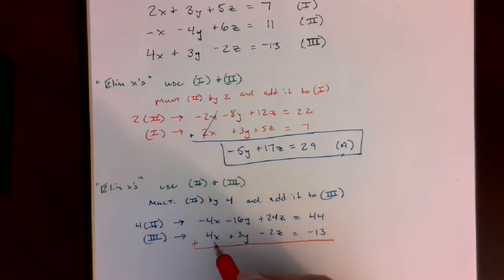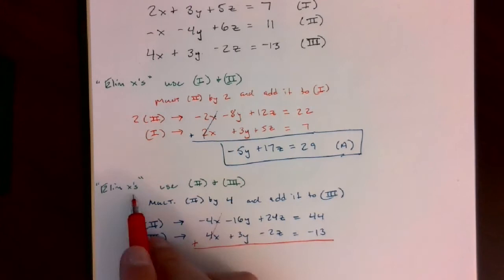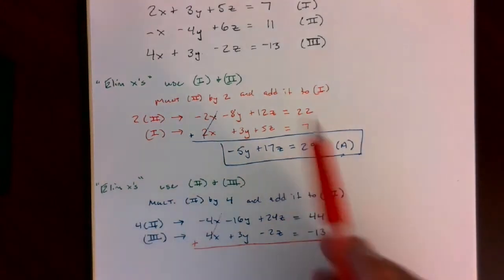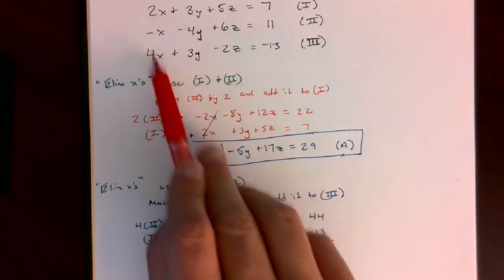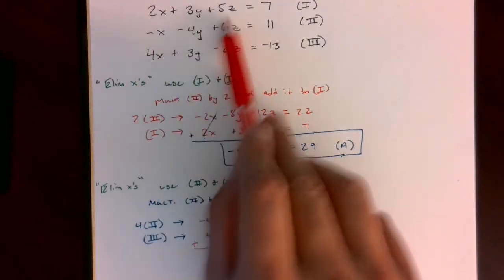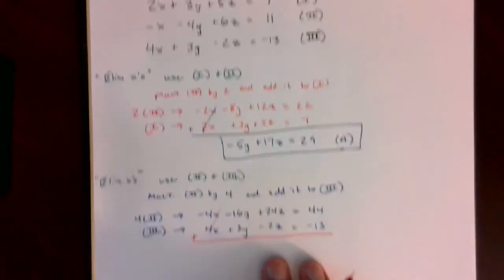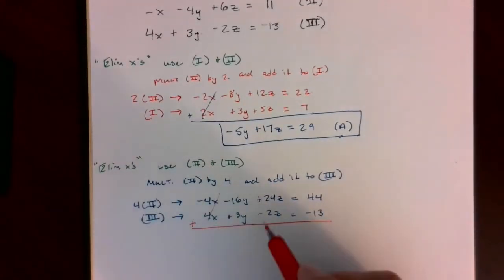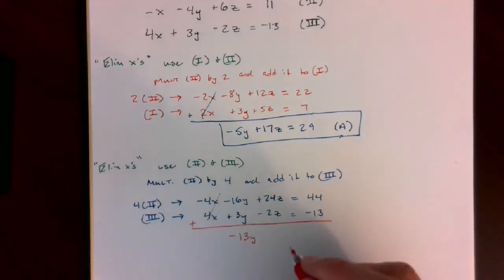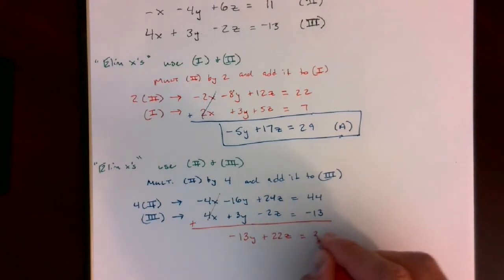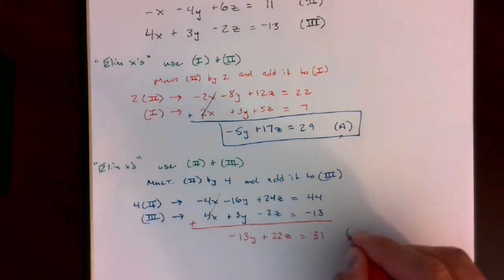So negative 4x plus 4x cancel out. They should. We chose to eliminate x's. And one of the reasons why I chose to eliminate x's right away is that I know the coefficient here is just a negative 1, so it's easier to manipulate with these equations rather than some of these other coefficients. But it's okay, you could pick anything. So I chose to eliminate x's, those canceled. Negative 16y plus 3y is a negative 13y. 24z minus 2z is a positive 22z. Watch your signs there. And it's equal to 44 minus 13, which equals 31. And I'll label this equation B.